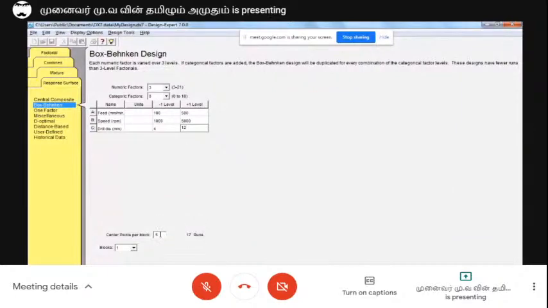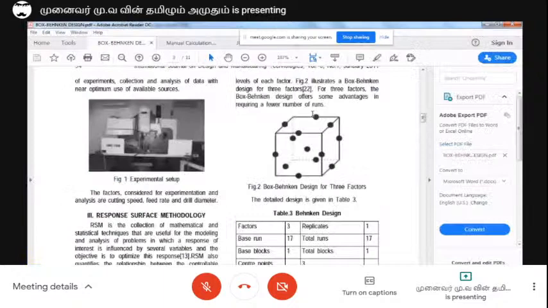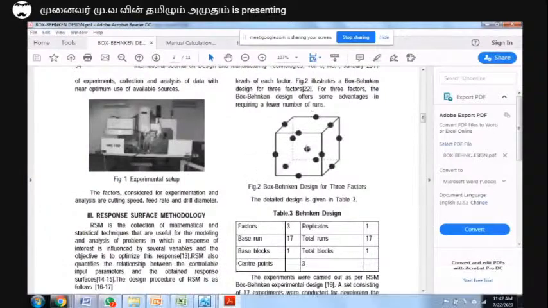See the diagram. These are the boundaries of the Box-Behnken design. This is the center point of this axis, this is the center point of this axis, and this is the center point of the entire box. It has 5 replications. The replications give control over the other uncontrolled factors.